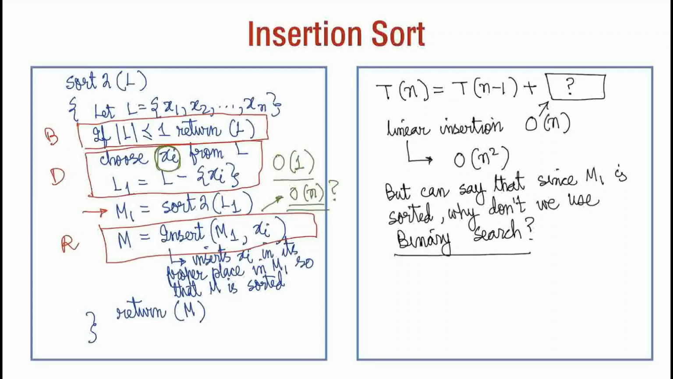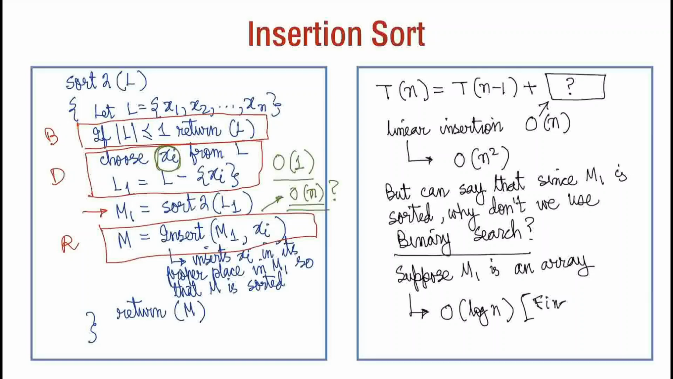That means, suppose M1 is an array. Then we can do the insertion in order log n time. At least we know an order log n time find operation is there, because we have just done it: we can use binary search to find an element, at least to find the position of an element. If it does not exist, binary search will find the position.